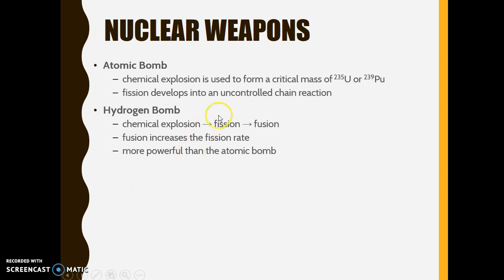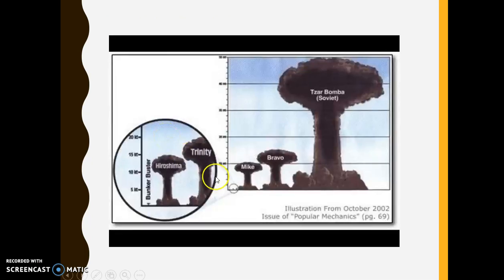The hydrogen bomb, this was a chemical explosion of fission and fusion. The fusion actually increases our fission rate, so these are kind of like working together. It's more powerful than our atomic bomb, so a lot more going on there. Here's an example, and this is very, very small, so you can see if this is blown up a little bit. This is showing you Hiroshima, which was the atomic bomb, its scale, its magnitude, versus some of these other hydrogen bombs, so a lot greater magnitude of energy and explosions.